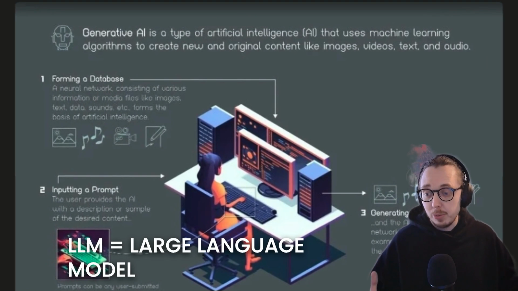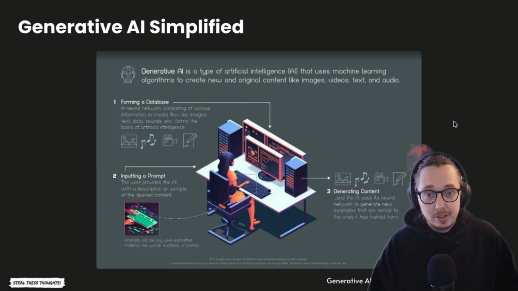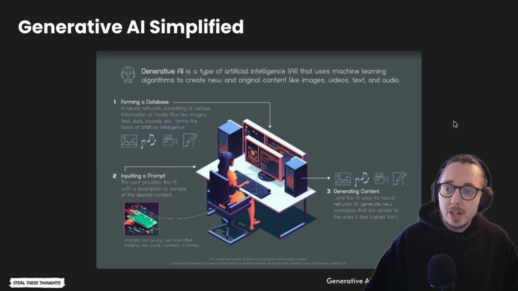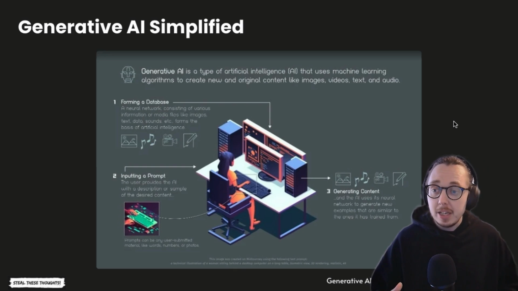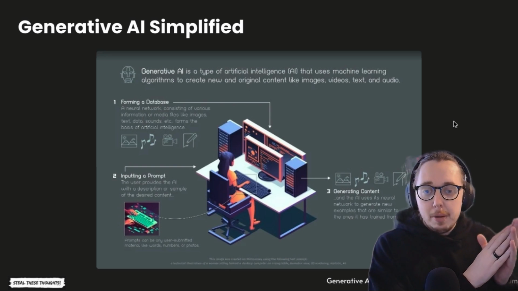So a large language model, by the way, if you don't know, is ChatGPT, Microsoft Copilot, Perplexity. And fun fact, if you don't know what GPT means in ChatGPT, that means generative pre-trained. Basically, a pre-trained database for creating new content. But let's get into it.